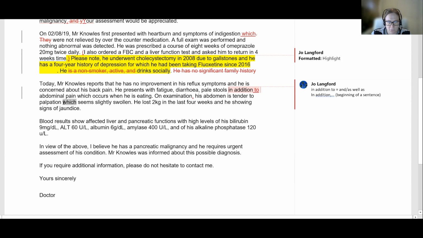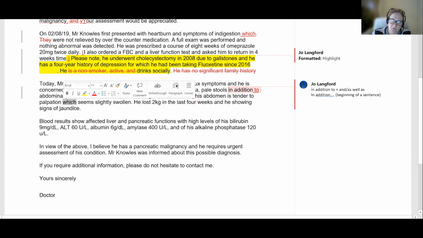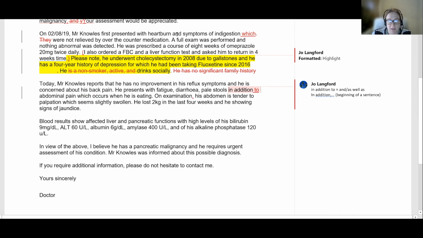I'm not sure the "which" works here. If we're going to use the "which", we need to have what it's referring to immediately before. So you see here at the beginning, we've got symptoms of indigestion, which were not relieved by over-the-counter medication. So here the "which" is referring to the symptoms of indigestion. Whereas here, tender to palpation, it doesn't really work. So I think it would be best to say "and". Yeah, sometimes "and" is the right word to use. You don't need to overcomplicate your language.